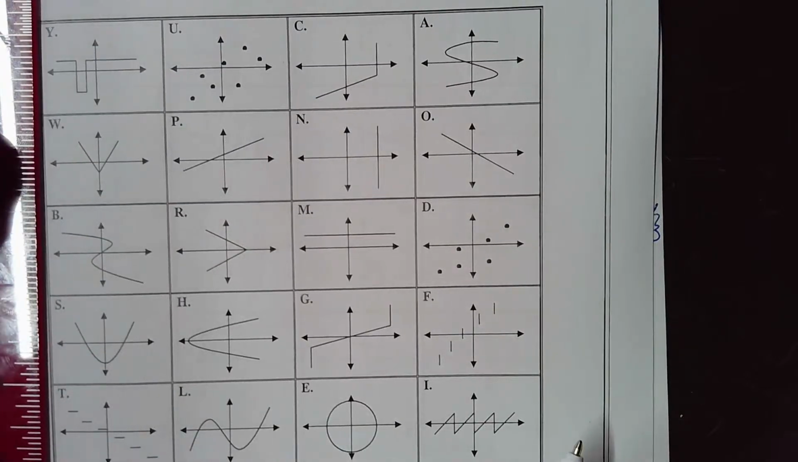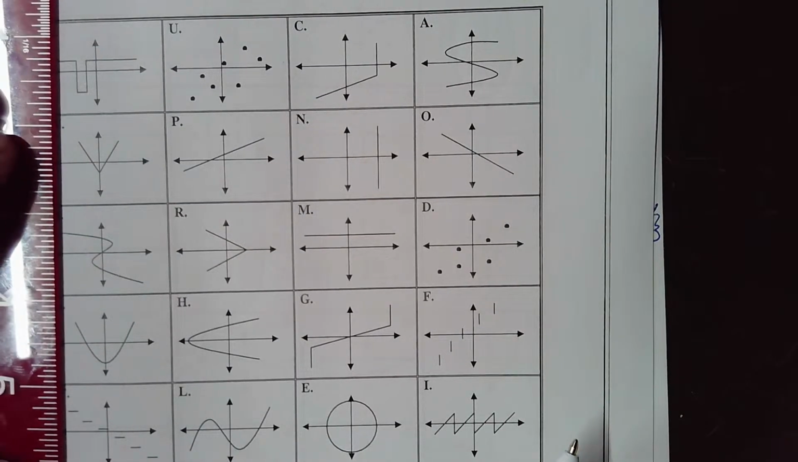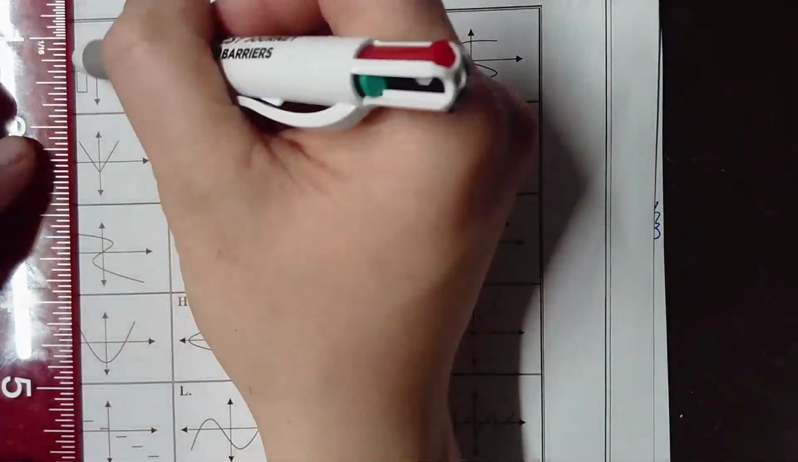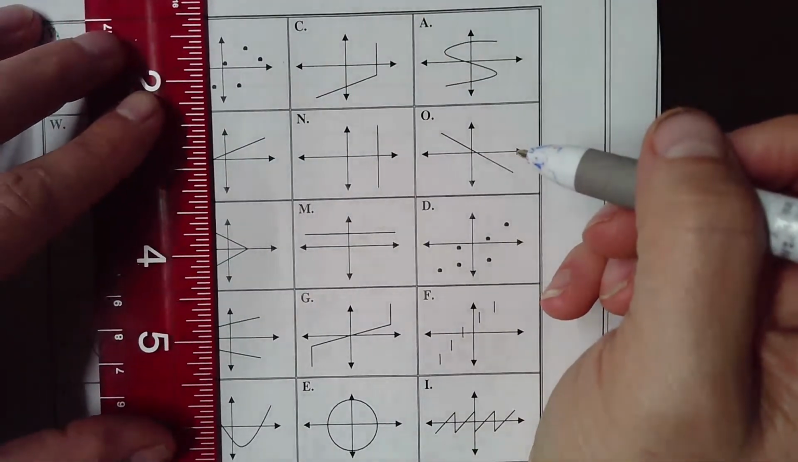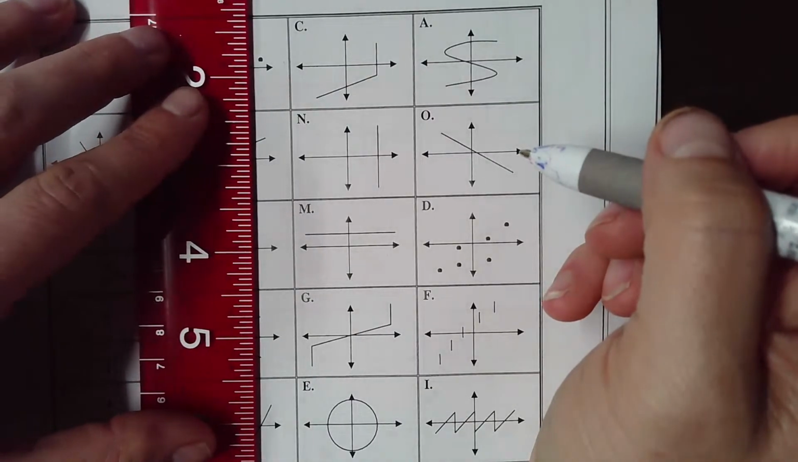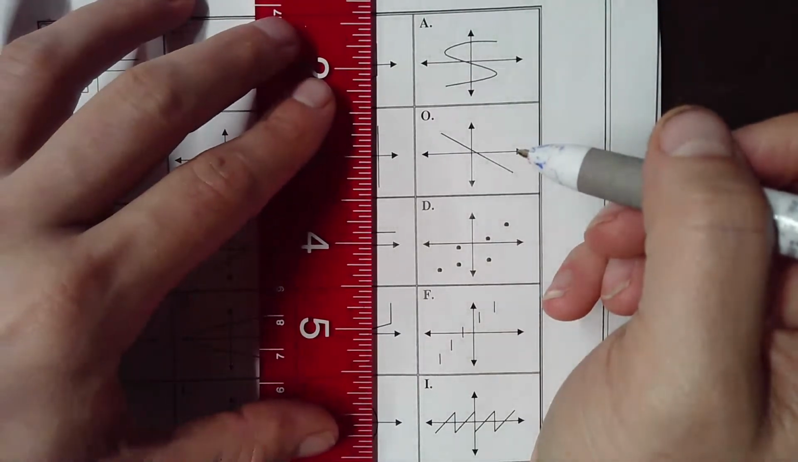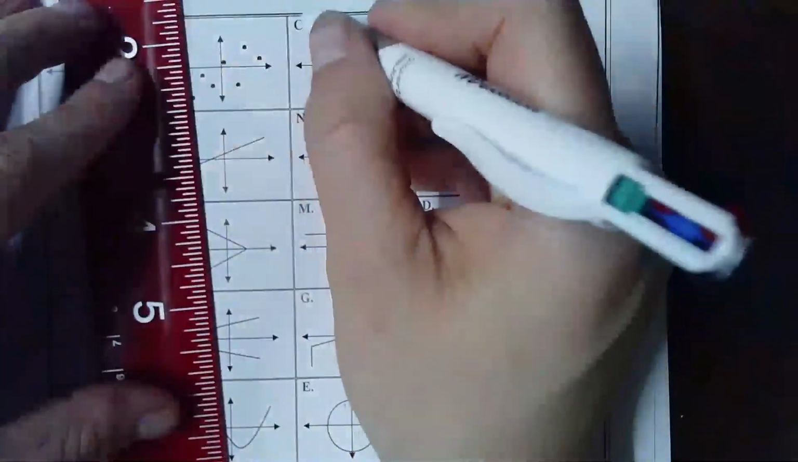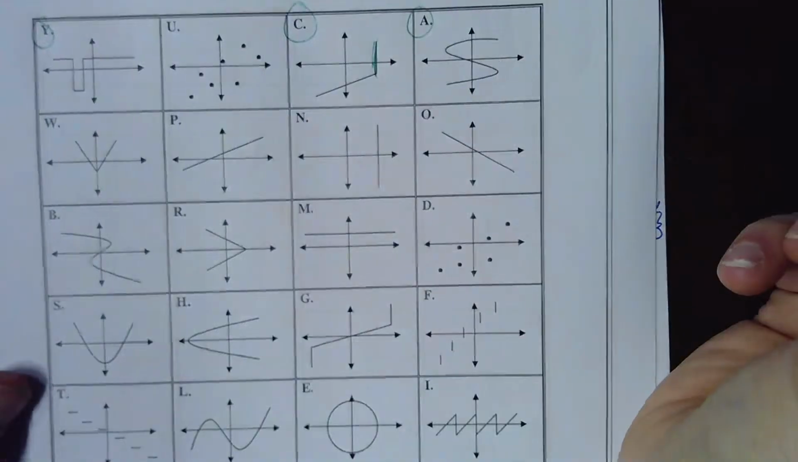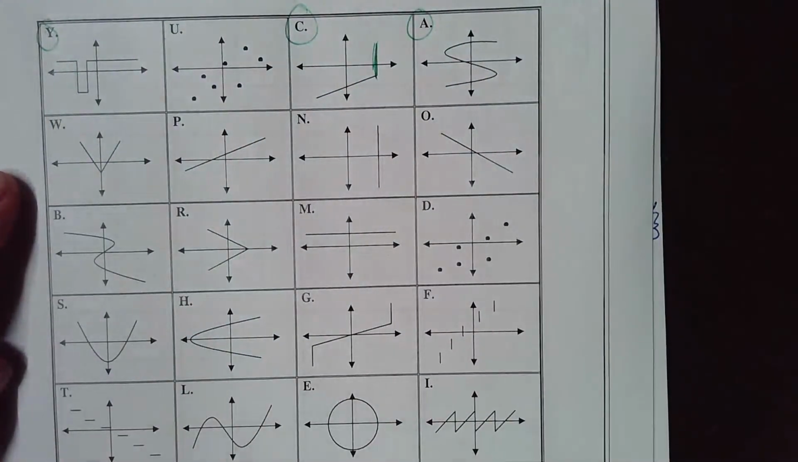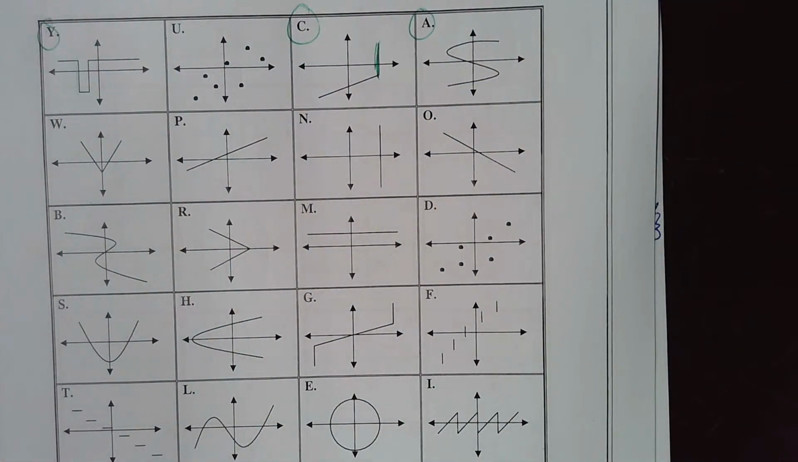I find it real helpful to use my ruler for this as well. I hit multiple places here, not a function. Multiple points right here, not a function. Multiple points, not a function. Finish finding your functions and not a functions. I found 12 not functions.